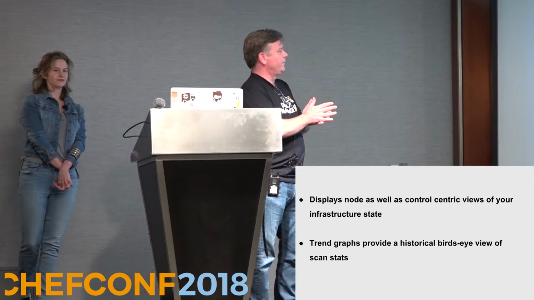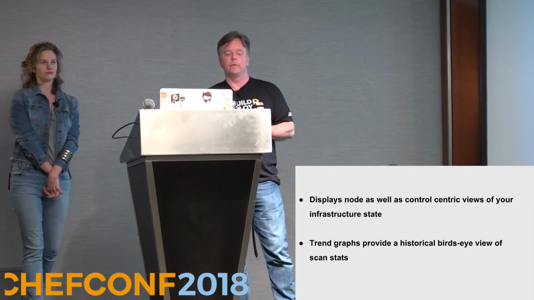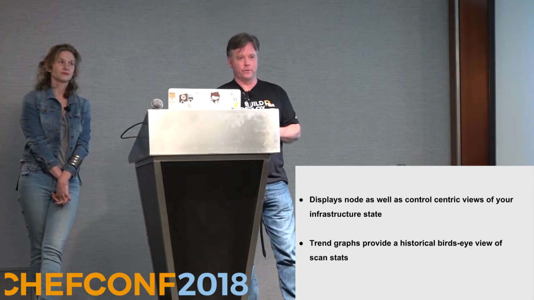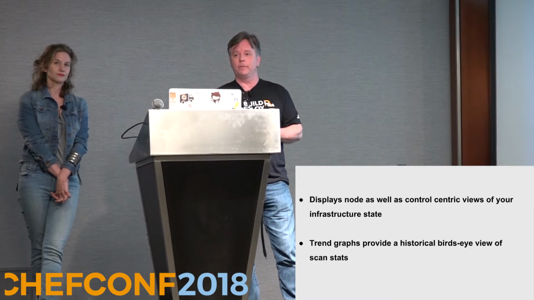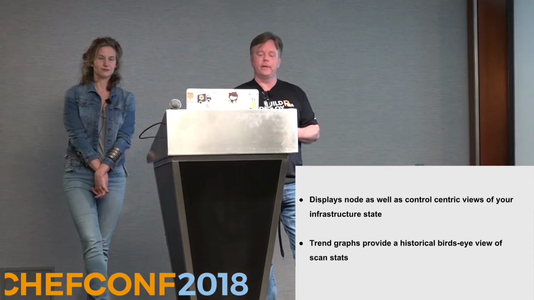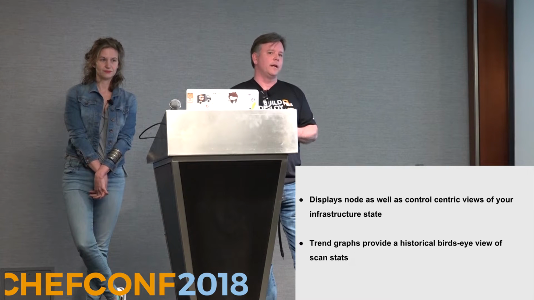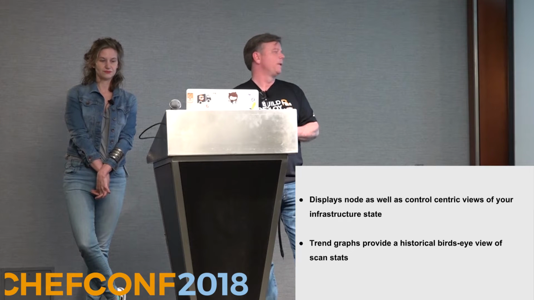So we have a control as well as a node-centric view. What that means is, going back to, I have 10,000 nodes in my infrastructure. If I'm looking at the pass, fail, skip data, that's all from that perspective. Of 10,000 nodes, I have 9,000 have passed, 1,000 have failed, right?